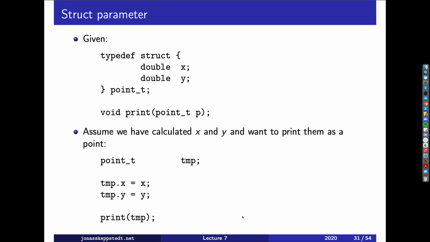Okay, say we want to pass a struct to a function, such as here we want to print a point, which takes this struct as a parameter. But let's say we don't have this struct. We have just calculated x and y and want to print them as a point. What we can do is, for instance, to create a variable for this purpose and then call the function.